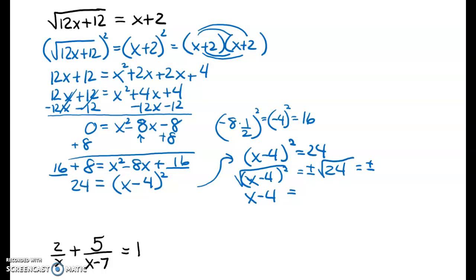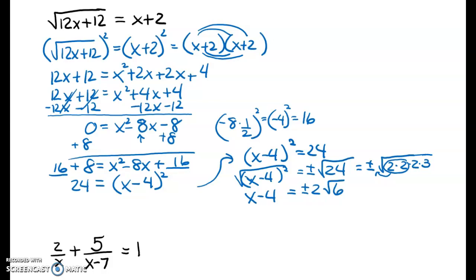Well, when we factor 24, 24 is 2 times 12. 12 is 2 times 6. 6 is 2 times 3. I'm going to bring out one of those 2's, plus or minus 2 radical 6.